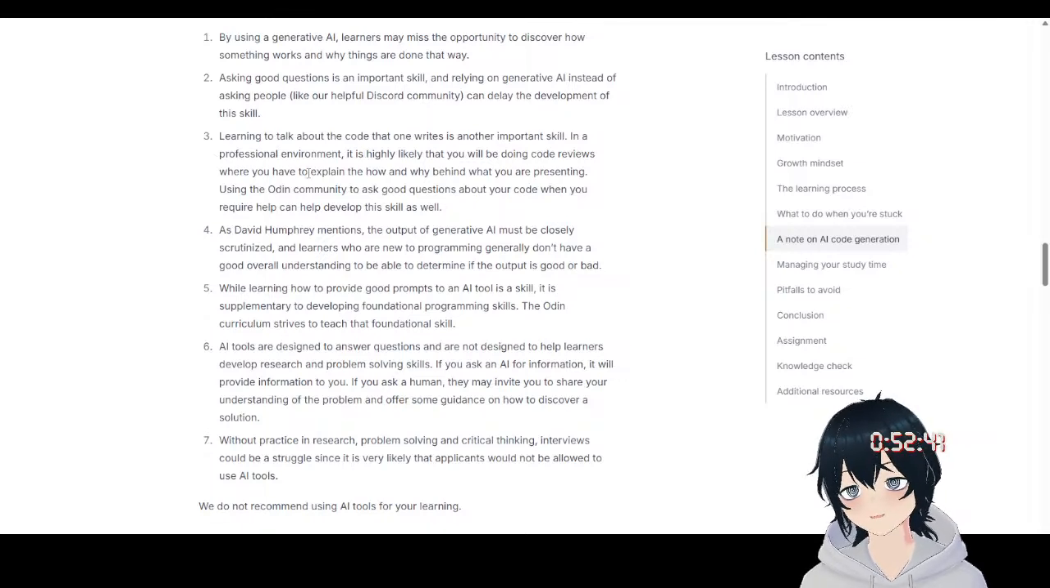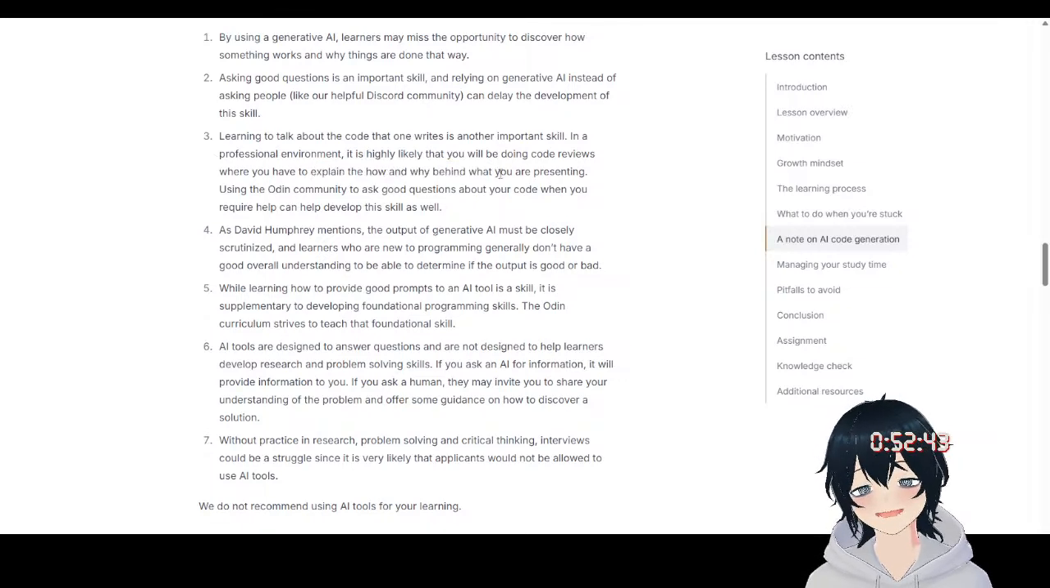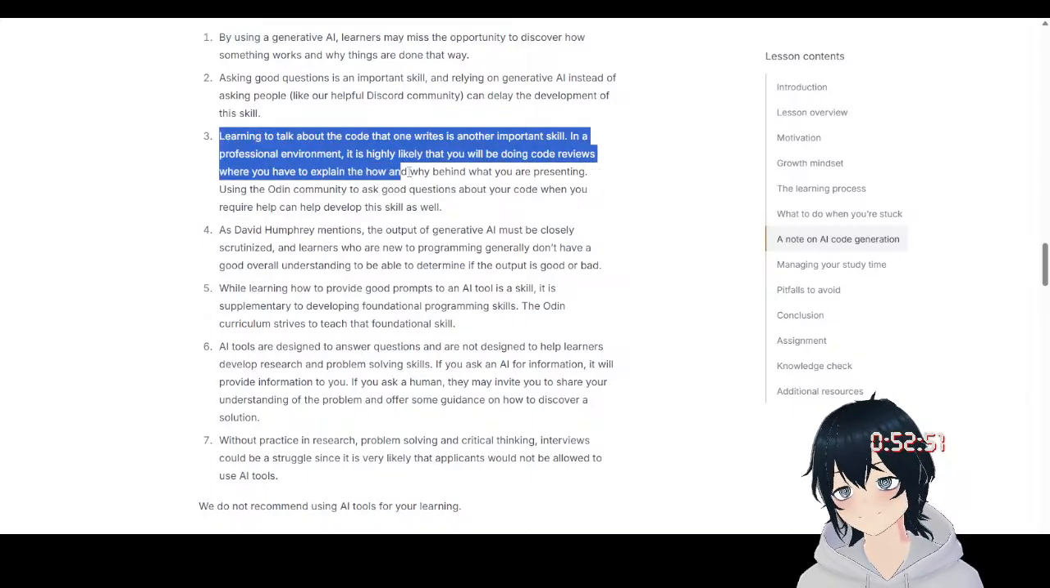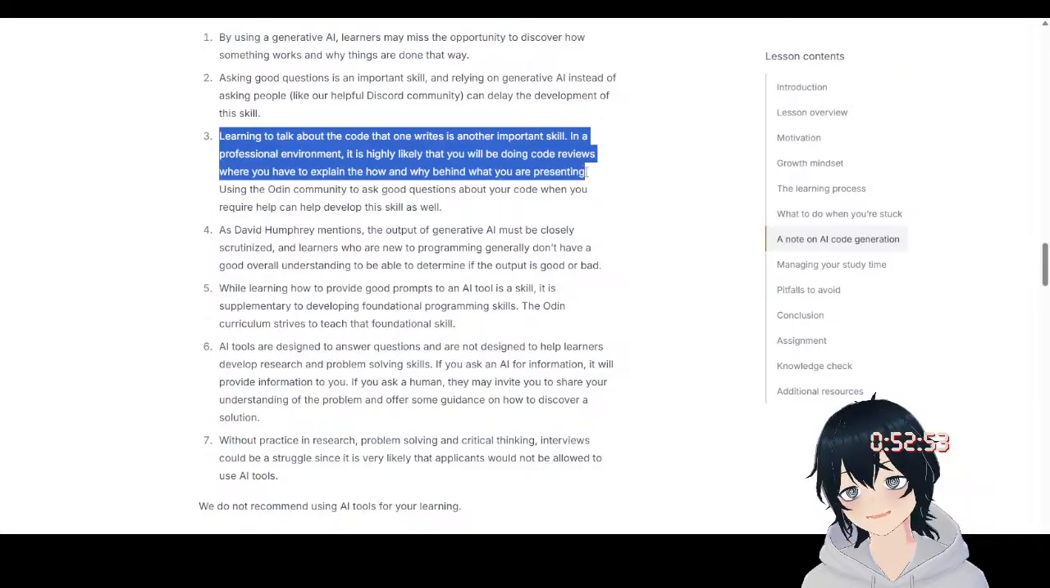Code reviews, explain how and why you're presenting. Oh. Pretty sure there was once I wrote my own code, but I couldn't present because I only partially understand my own code. But it's code that I wrote by myself.